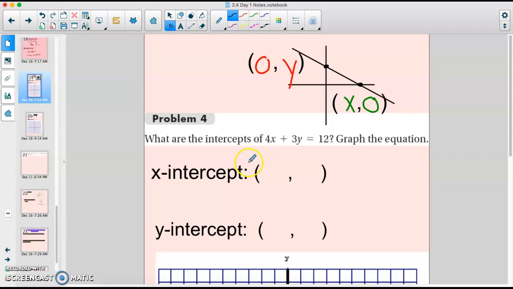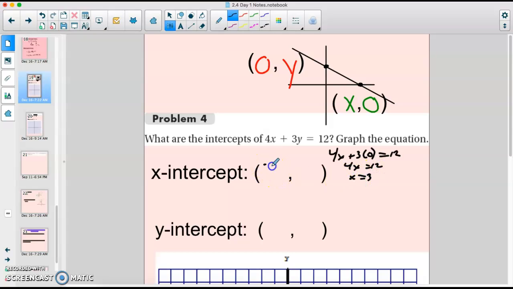All right, so first off, we have this equation. We need to find the intercepts, and then we're going to graph it. So the first step, to find the x-intercept, we're going to plug in 0 for y, because where it crosses the x-axis, y is 0. So we're going to do 4x plus 3 times 0 equals 12. And then this becomes fairly easy because that goes away. 3 times 0 is 0. We get 4x equals 12, and so x equals 3.